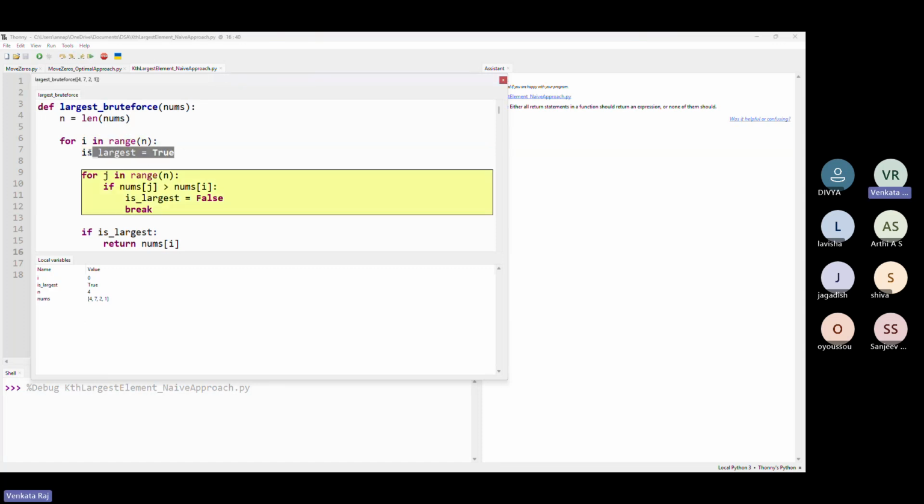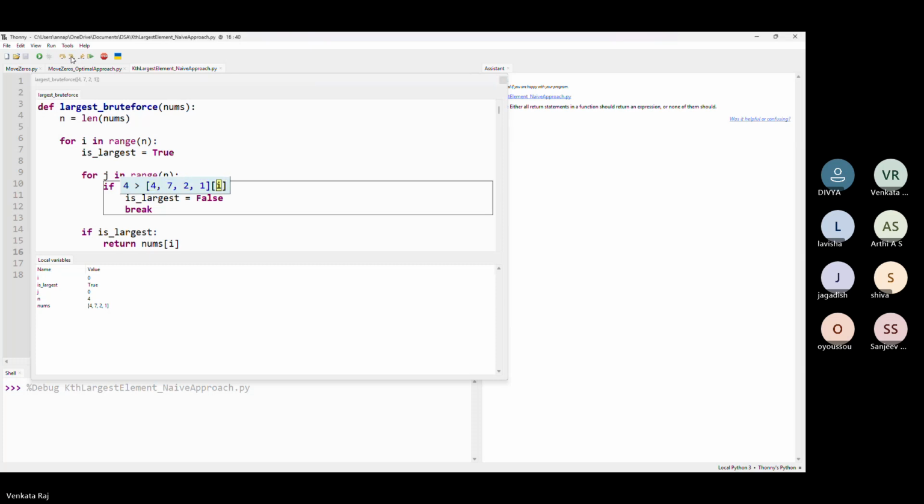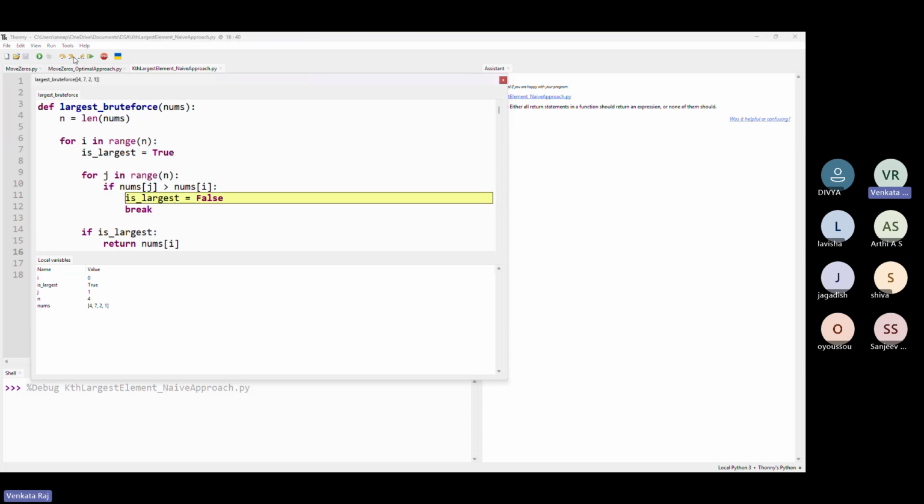So initially we are setting is_largest, a variable, to true. Later we will disable it to false. Now we got J. Initially we are comparing a[0] against a[0], and then a[0] and the first index. We found the first index is the larger element, so the if condition becomes true and it will execute lines 11 and 12.